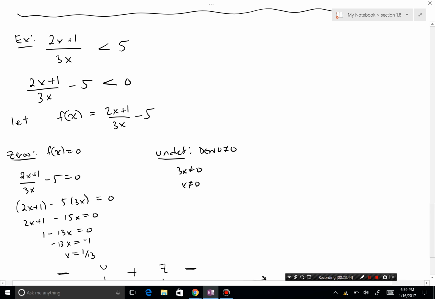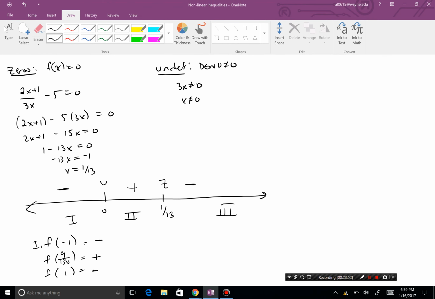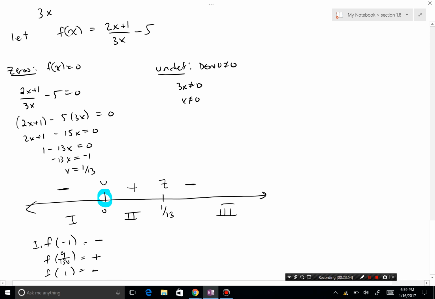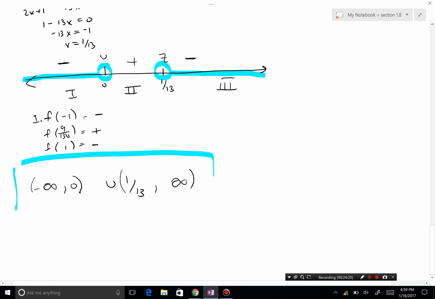Now let's answer the question. I'm looking for when my function is less than 0, strictly less than, which means I don't want, let me change some colors on you, I don't want the undefineds ever. In this case, I don't want my zeros either, because I want strictly less than, so that's all the negative stuff. Boom and boom, boom and boom. So what is my answer? The shaded region. This should be negative infinity to 0, soft bracket, union 1/13 to infinity. Then you box it in, and you have a great weekend because this is awesome.